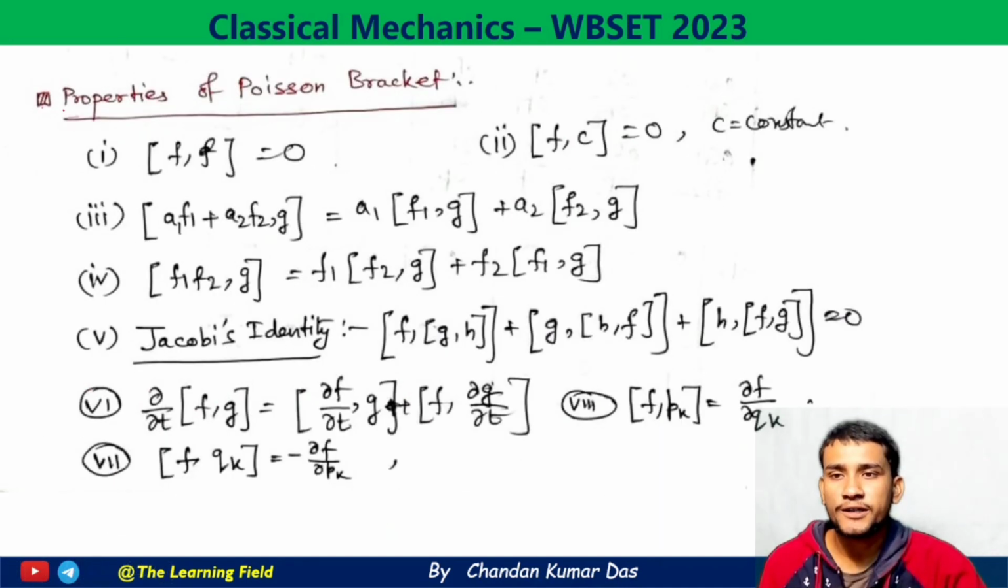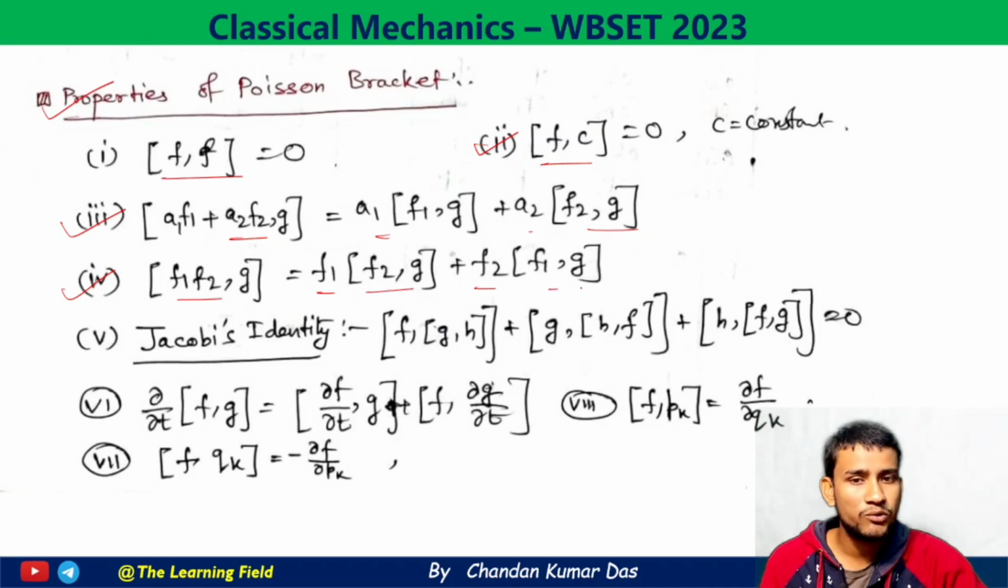Properties of the Poisson bracket: number 1, [f, f] is equal to 0. Number 2, [f, c] equal to 0 as c is a constant. Number 3, linearity property: [a1 f1 + a2 f2, g] is equal to a1 [f1, g] + a2 [f2, g]. Number 4, [f1 f2, g] is equal to f1 [f2, g] plus f2 [f1, g]. Number 5, Jacobi's identity, this is very important.